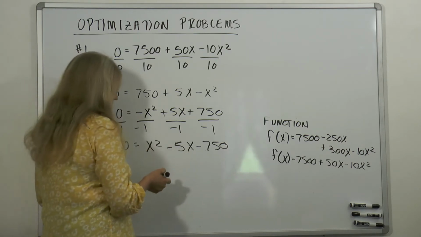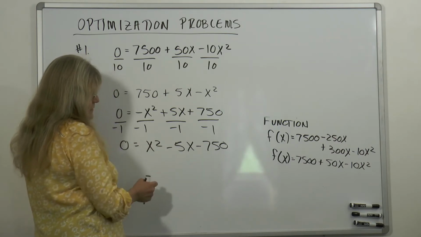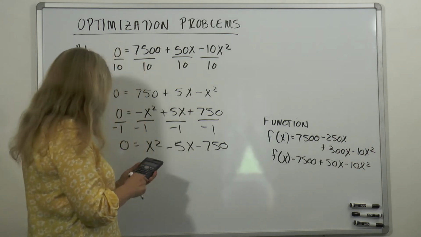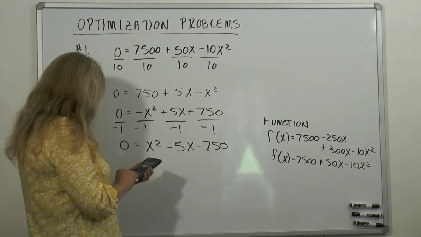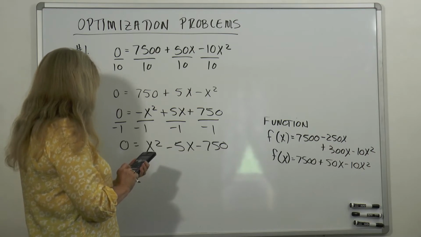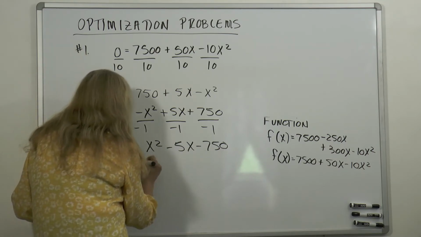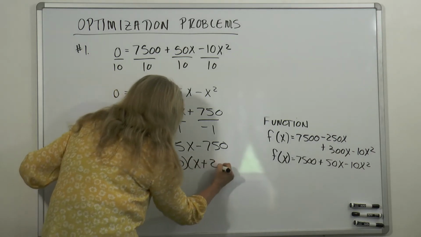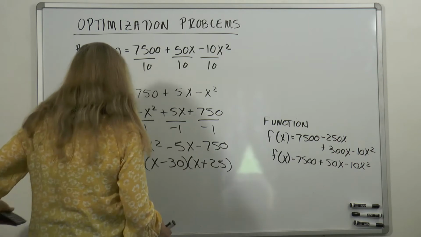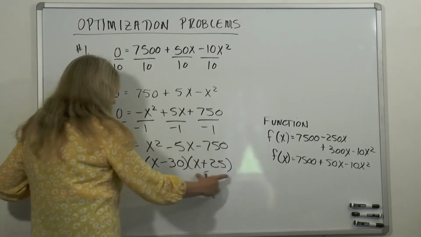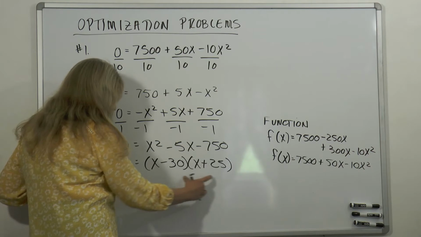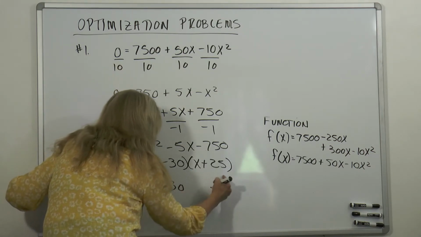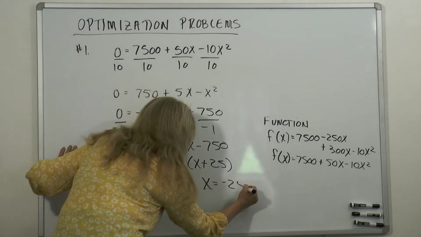75 times 10. No, I'm looking for this middle term here. So, what are my factors of 750? 75 and 10, that's not going to cut it. 750 divided by 25. 25 and 30. Ha! How about that? Okay. So this times this equals 0. So either this is 0 or this is 0. If this equals 0, x is 30. If this equals 0, x is -25.